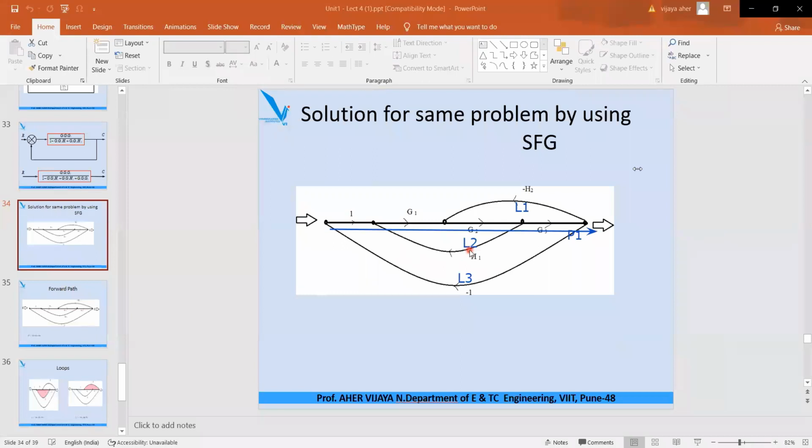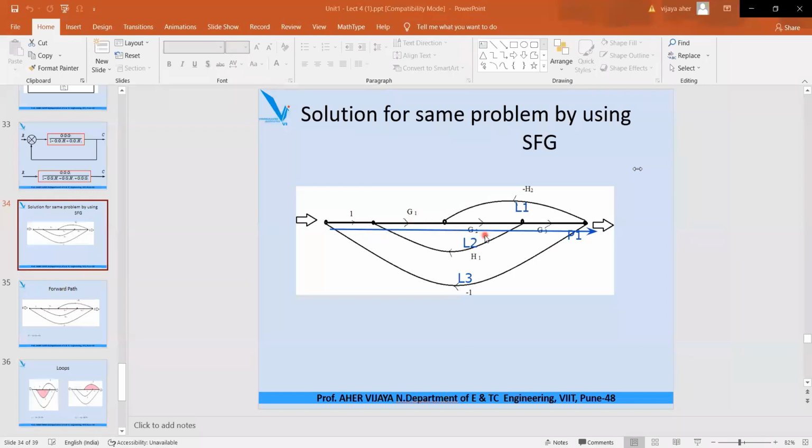L2. You can write equation for L2 is equal to G1, G2 into H1. Now coming to third loop, L3. L3 बघा कुठे आहे माझा? Now this is nothing but my L3. सगळ्यात मोठा जो loop आहे that is L3. Okay. So how to write equation for L3?